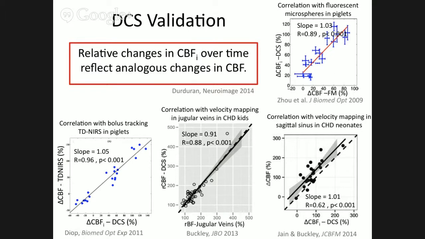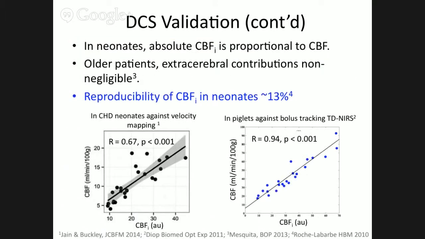And in all of these studies, we saw a slope of about 1, or a ratio of 1 to 1 between our measured changes and other modalities. So we're pretty confident in what we're measuring there. As far as the absolute blood flow index, in neonates, this blood flow index is proportional to blood flow.